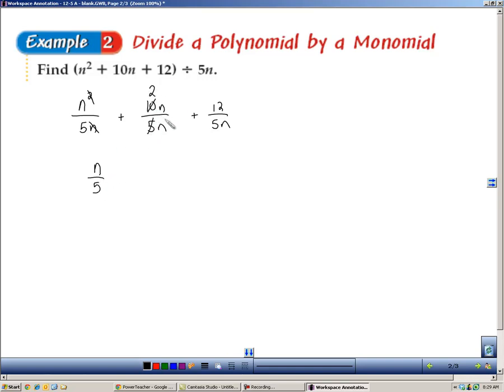5 goes into 10 twice. The n's will both cancel, so we'll be left with a plus 2. And this one, nothing will cancel, so we're left with 12 over 5n. And this is the best we can do. It's the best we can simplify when we divide that polynomial by a 5n.